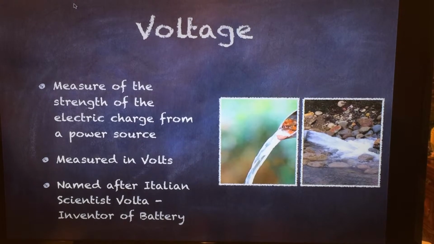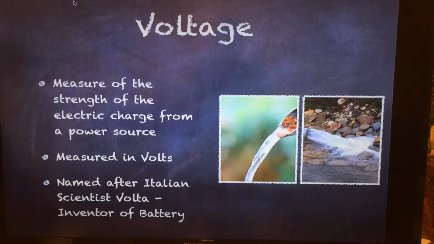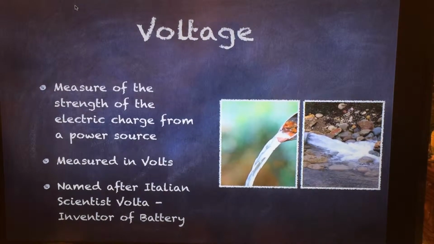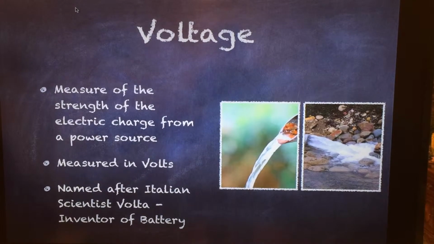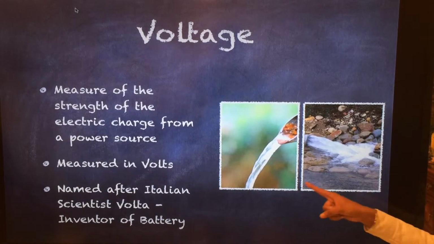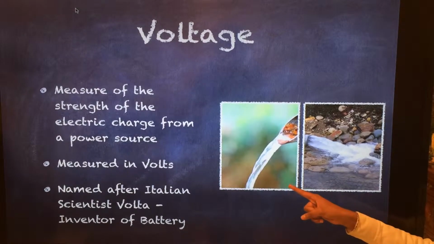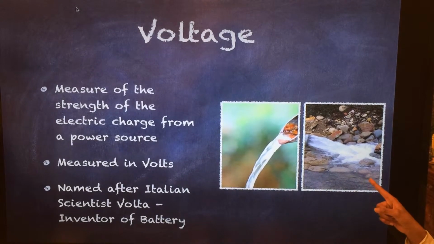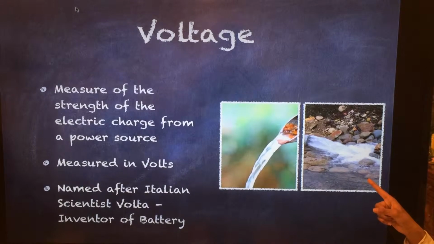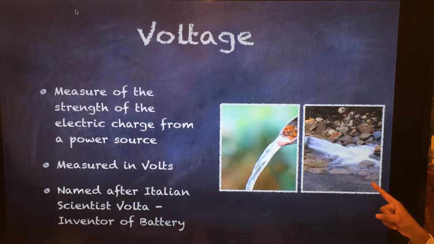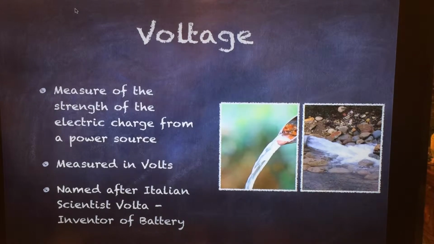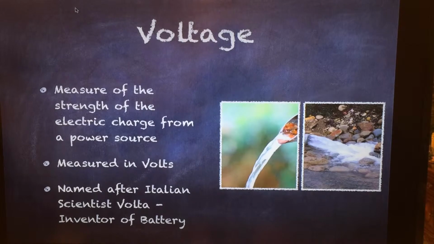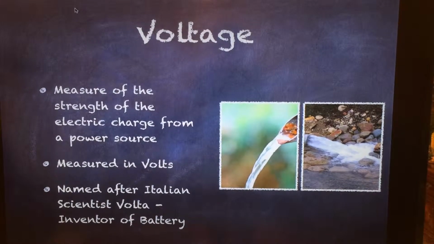Next, the next measure we have is voltage. Voltage is the measure of the strength of the electric charge from a power source. In our water example, it is the equivalent of pressure. Here we can see that the water is coming out with a relatively low pressure, meaning that it would have a low voltage. Here, the water is coming out with a high pressure, so this would be a high voltage if we were thinking about it in terms of electrons flowing through a wire. Voltage is measured in volts and is named after the Italian scientist Volta, who was also the inventor of the battery.